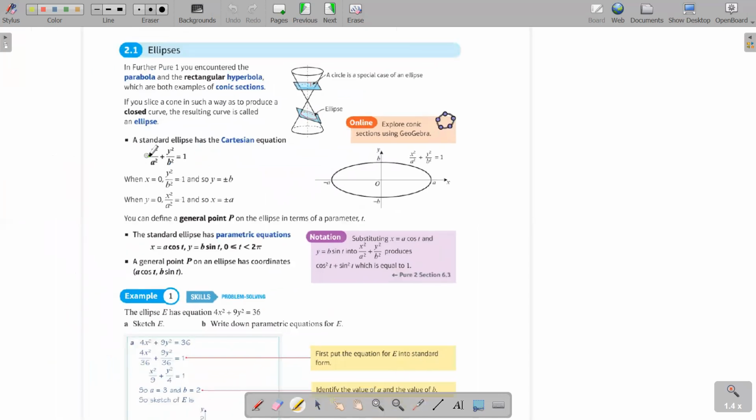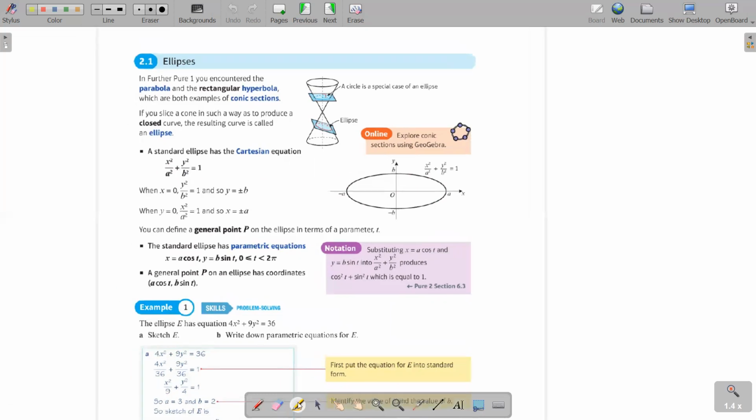The first thing is the standard ellipse has the Cartesian equation x square over a square plus y square over b square equals 1. Here a and b are both constants. Can you see how the ellipse looks? It has an oval shape, and you can see these cutting points. You can get the x cutting points when you set y to 0, and the y cutting points when you set x to 0. You can get those easily.